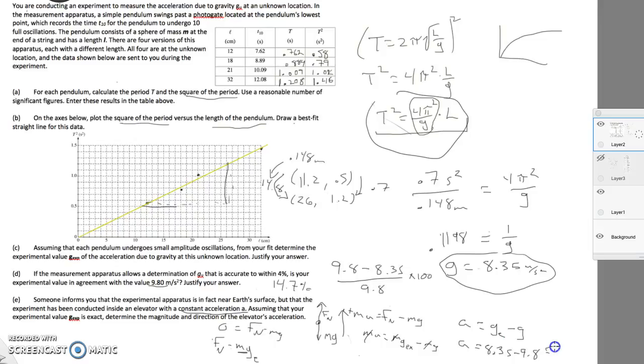And that's going to come out to be negative 1.45 meters per second squared. So it's 1.45 meters per second squared is the magnitude, and the direction, since we said up is positive and it's negative, is going to be down.